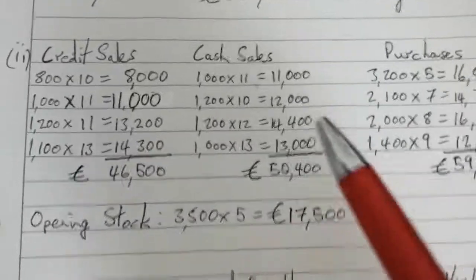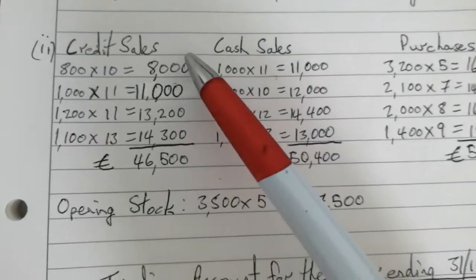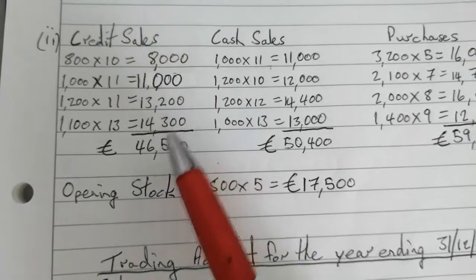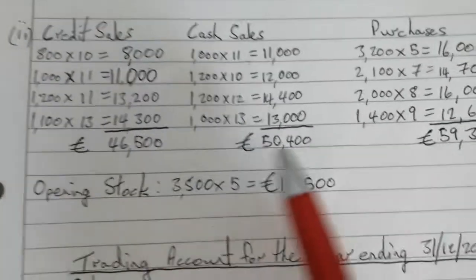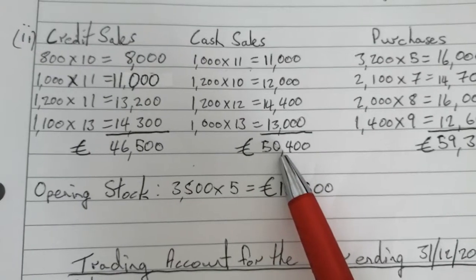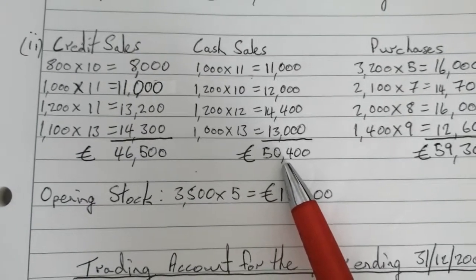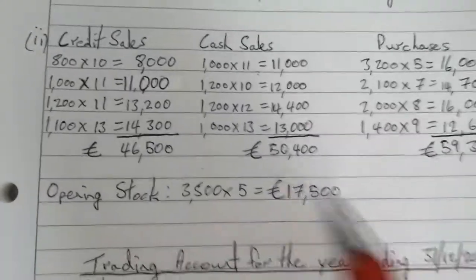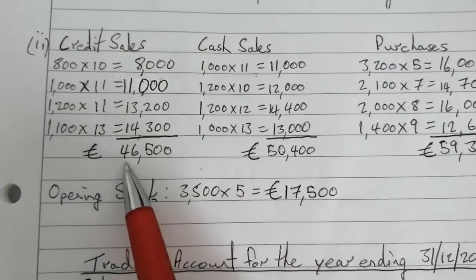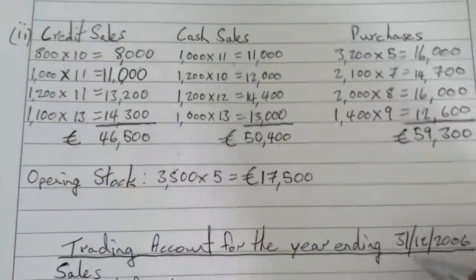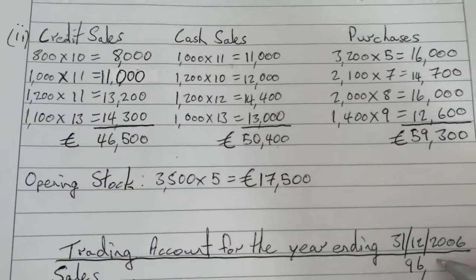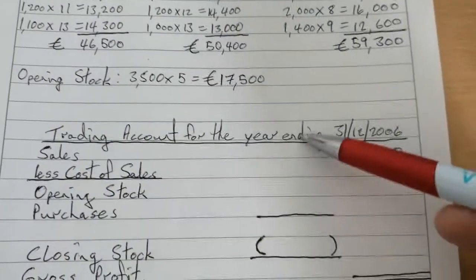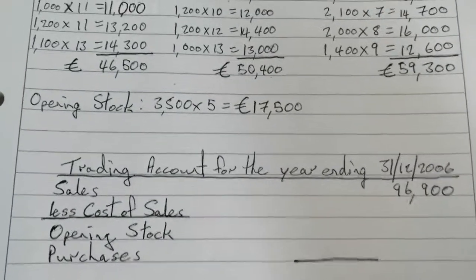So up here I have done some of this work already to speed things up. Multiplying each of these out, the credit sales and the cash sales, and adding them all together gives me 46,500 for credit sales and 50,500 for cash sales. As I said, they both just go in as sales in the trading account, so I must add these two figures together to get the total sales figure. 50 and 46 is 96,900. So 96,900, and I'm just going to have two columns in this trading account, this one column and the second column of figures over here. So that's the sales.